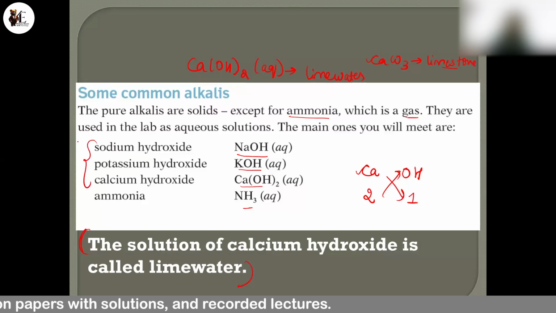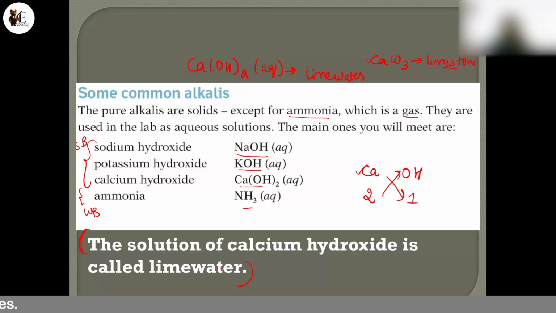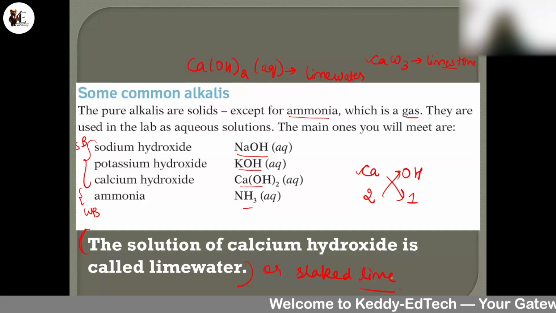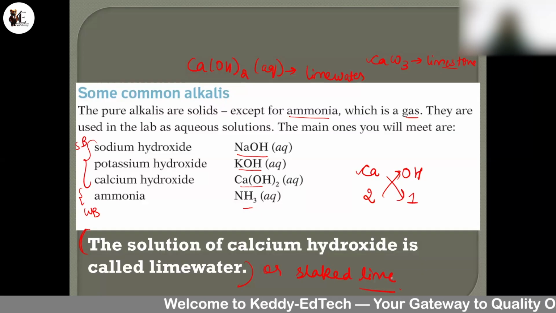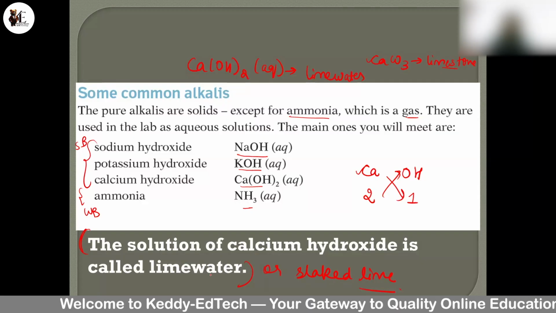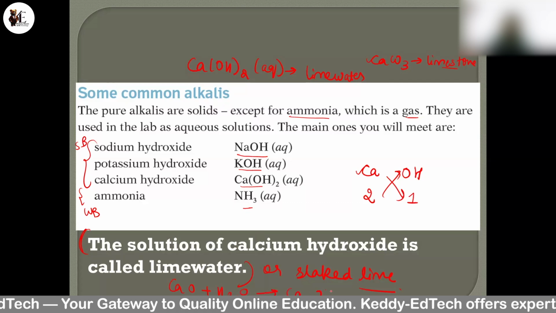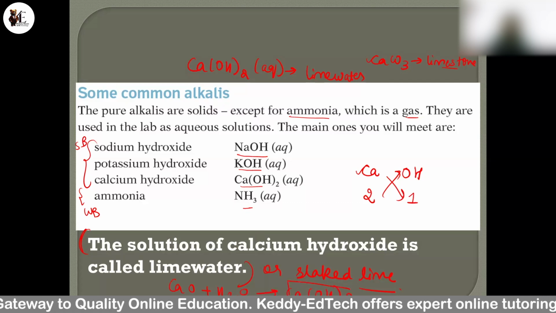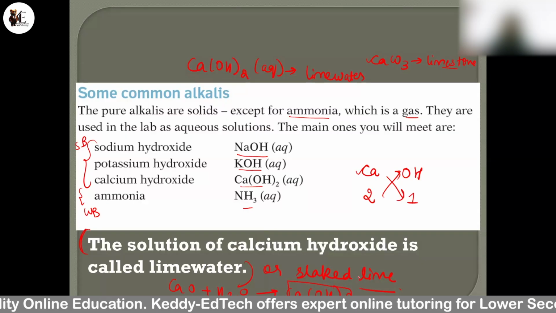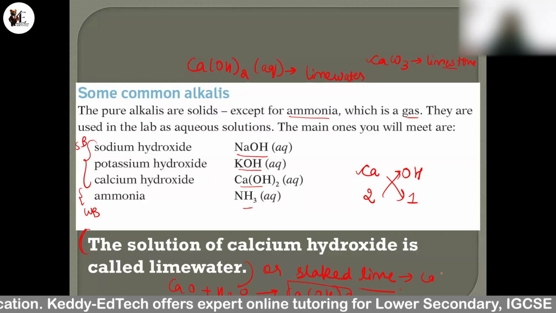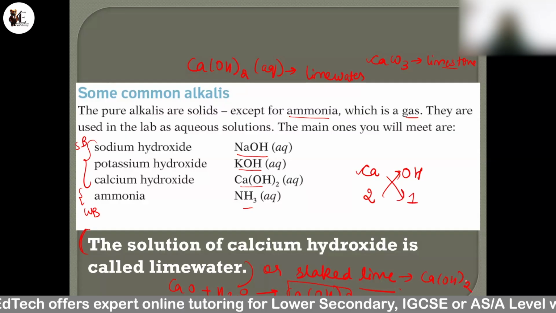And also these three are my strong bases and ammonia is a weak base. The solution of calcium hydroxide is called lime water, and it is also called slaked lime. So there are two words here: calcium hydroxide in water. And how is calcium hydroxide produced? When calcium oxide reacts with water, it produces calcium hydroxide in aqueous solution. So this is known as my what? Lime water. Okay, and the chemical formula for slaked lime is Ca(OH)2.